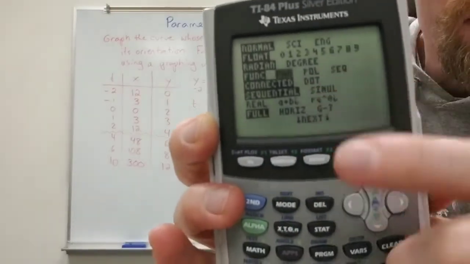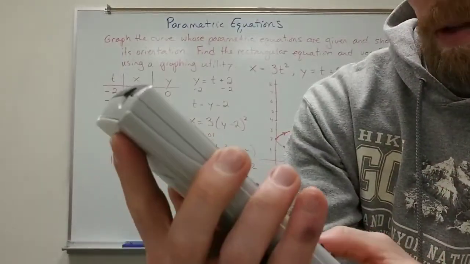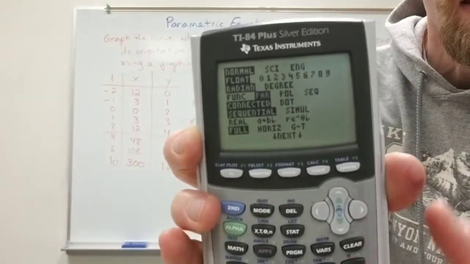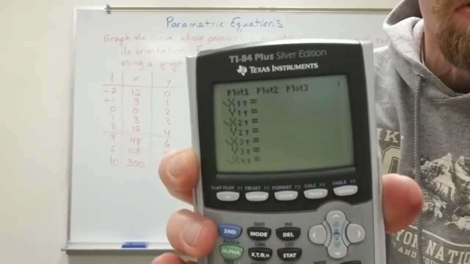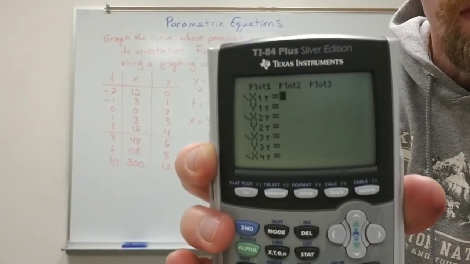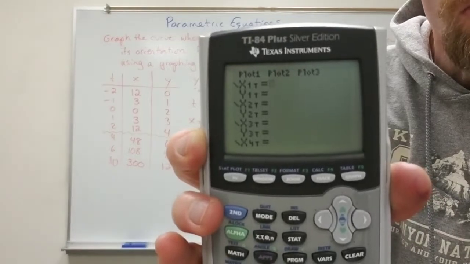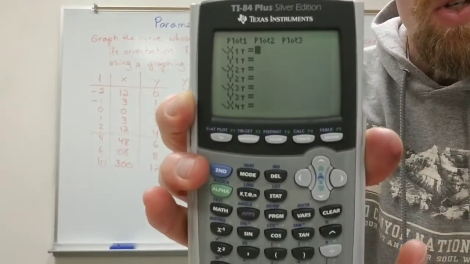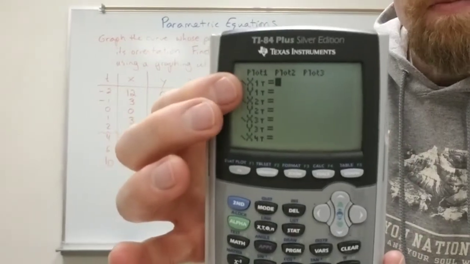So we go over to parametric and hit enter. There it is. So now that's highlighted. And now if I go to my y equals, I have a very different looking y equals screen. I have x and y. So I have x1, y1, x2, y2. So I'm going to be typing these in combination.